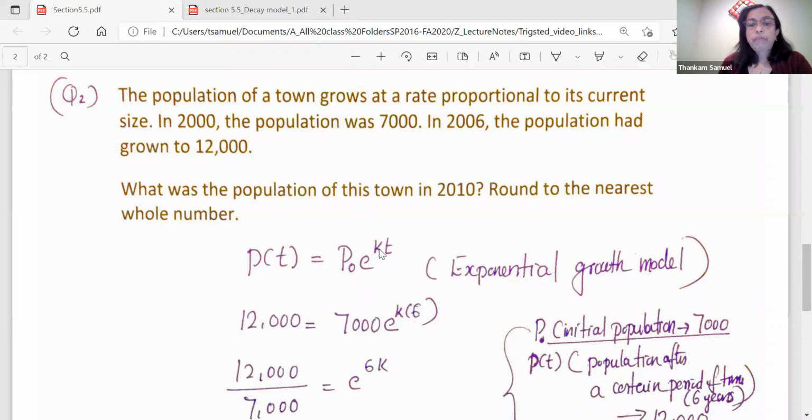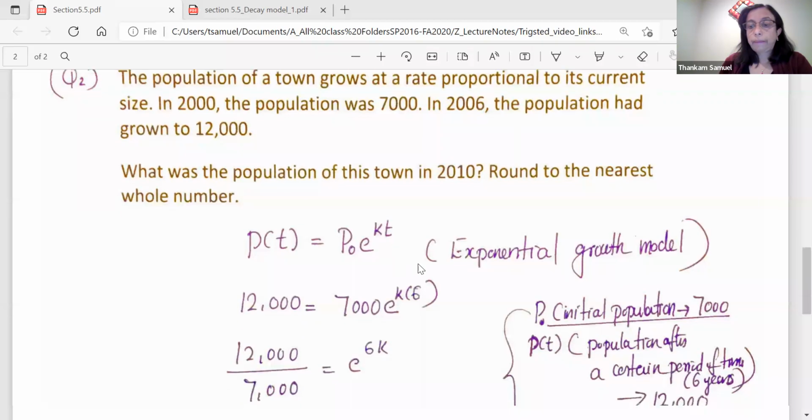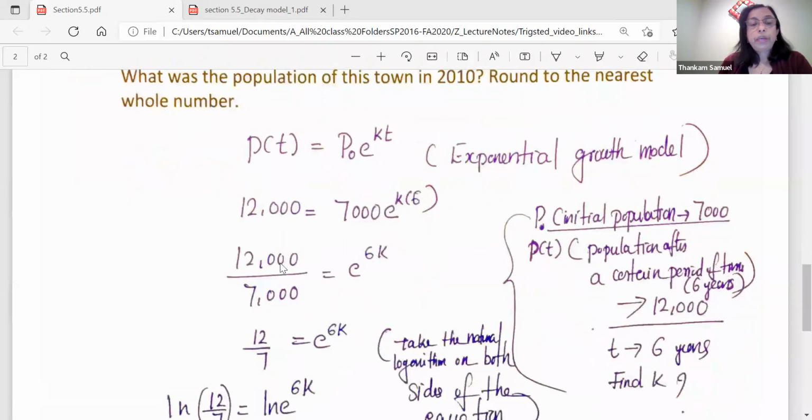And here we need to find the growth rate. Since it is an exponential growth model, we have to find the growth rate k. So 12,000, that is the population after a period of time, here it is 6 years, so 12,000 equals the initial population, 7,000, e to k times 6. So you can see that this is an exponential equation.